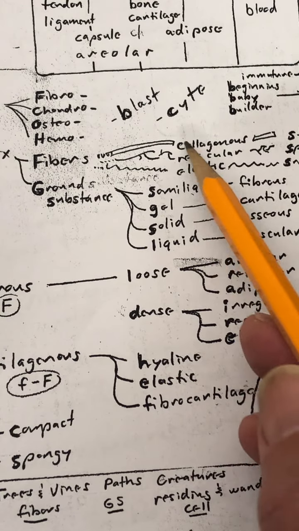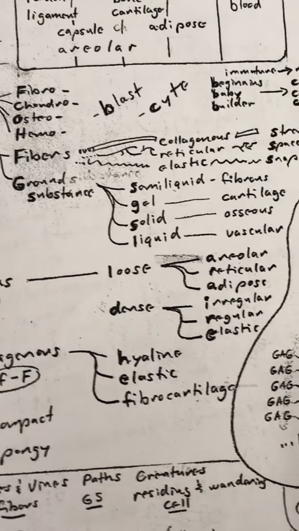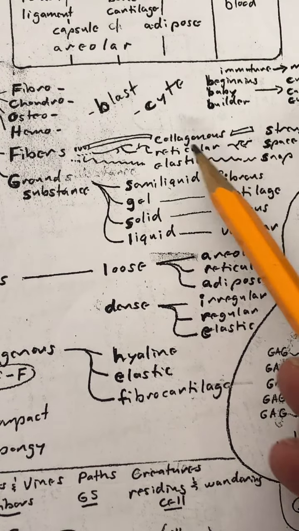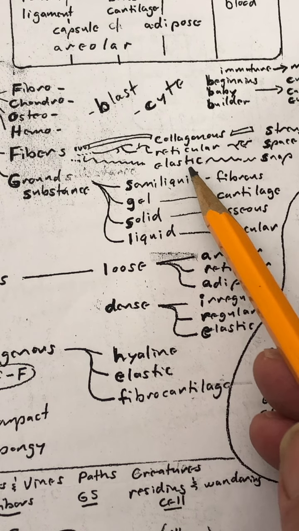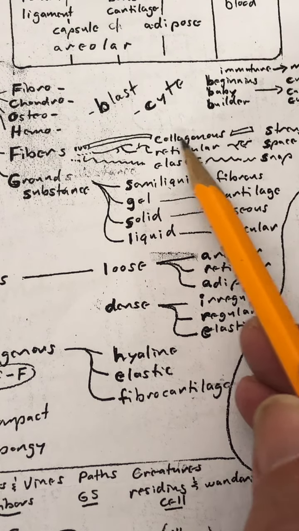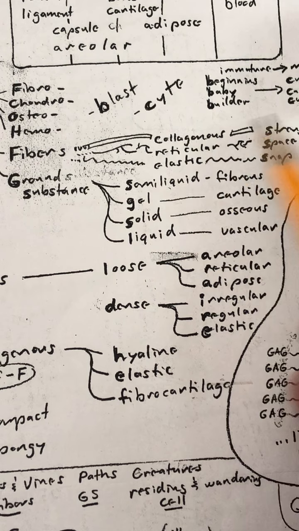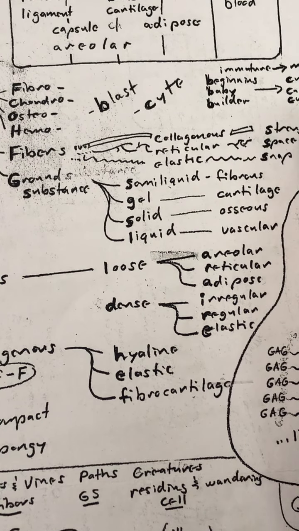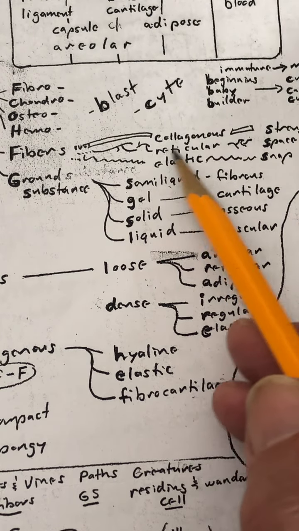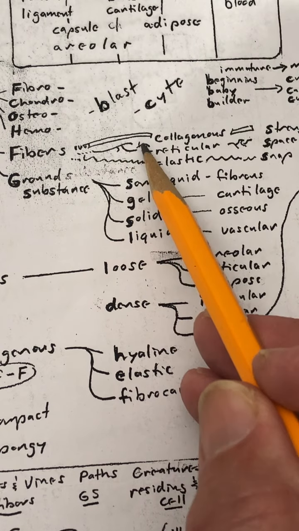There are three main types of fibers that are found inside connective tissue. The three biggies are collagenous fibers, reticular fibers, and elastic fibers. The collagenous fibers are made of collagen, which is the most abundant protein inside the body, and they tend to be strap-like, and they're there for strength. So very strong, they're strap-like, they're there for strength, a major component of tendons, ligaments, and capsules, and the dermis of your skin.